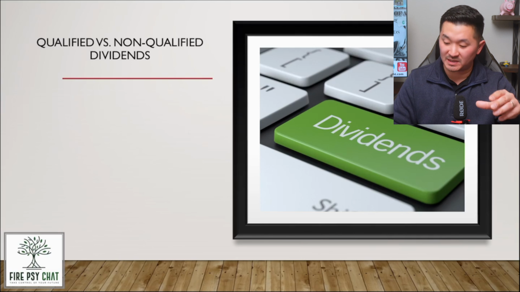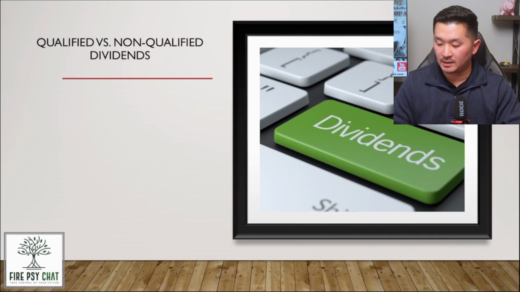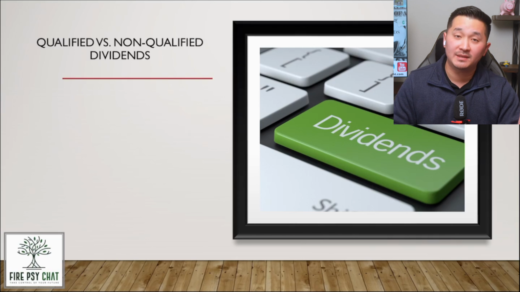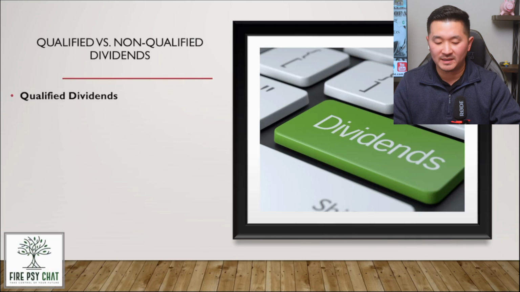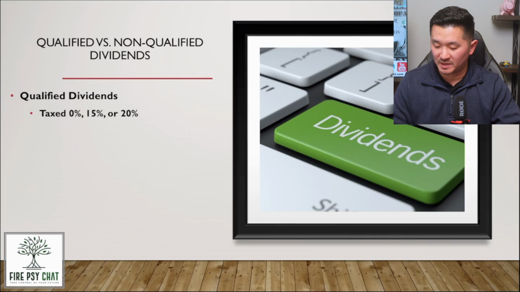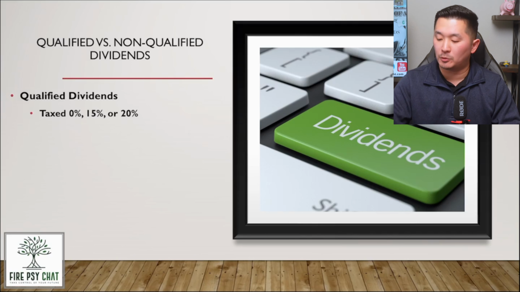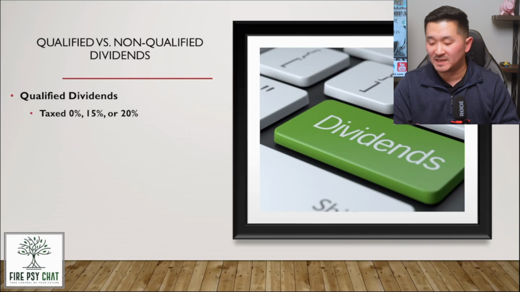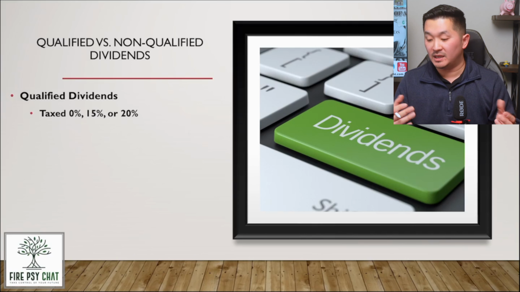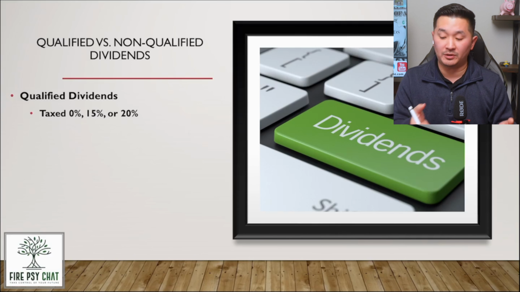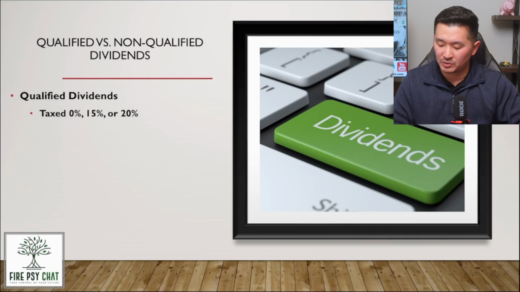But here's the big difference. You get qualified dividends and non-qualified dividends. Qualified dividends are taxed at 0%, 15%, or 20% in long-term capital gains tax, and non-qualified dividends are taxed at your ordinary income tax. So if your marginal income tax rate is 24%, then you could pay 24% on your non-qualified dividends. And I'm going to explain what those are.